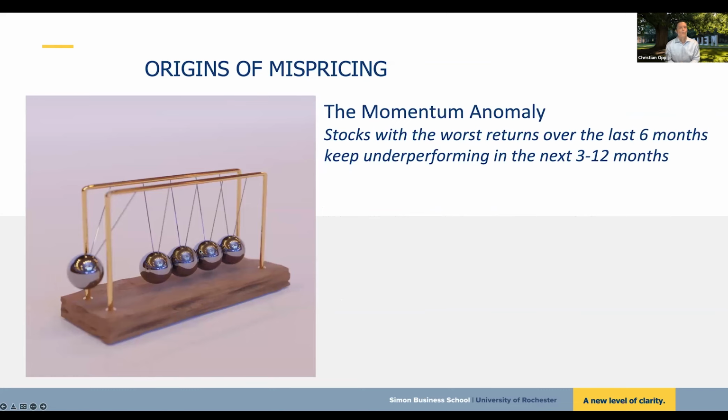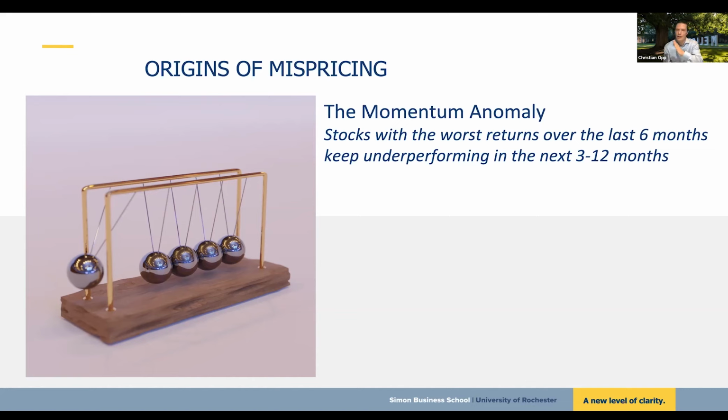All right, now, when we investigate these various anomalies, we can actually provide some additional guidance as to why these anomalies happen, or what the origins of these mispricings are. One very prominent anomaly in the literature is the momentum return anomaly. The momentum anomaly is basically saying the following. It says that stocks with the worst returns over the last 6 months, it could be a slightly different window, keep underperforming in the next 3 to 12 months. Okay, so that's the idea of momentum. You do poorly and you keep doing poorly in the future.